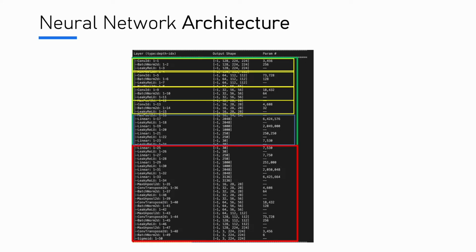Now let's have a look at the neural network architecture used for the autoencoder. The entire architecture consists of 2 parts, the encoder and decoder, which are shown in green and red respectively. The encoder consists of 4 convolution blocks, shown in yellow, consisting of 2 convolution layers, followed by 2D batch normalization, leaky ReLU activation function, and finally a max pool 2D layer. The convolution blocks were followed by 4 fully connected layers, shown in blue, and a leaky ReLU activation function.